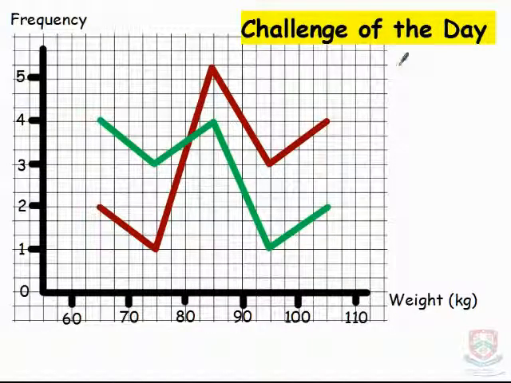Well, here's the challenge of the day. In a similar vein, I've plotted 2 frequency polygons on one set of axes. We're looking at the weight of boys and girls in a class. But I forgot to write down what the key was. Can you work out which of these lines would represent boys and which would represent girls? Remember to give answers that explain your reasons. A lot of the time we have to use words in maths, so this is a good opportunity to show your understanding. Leave your answers in the comment section below.